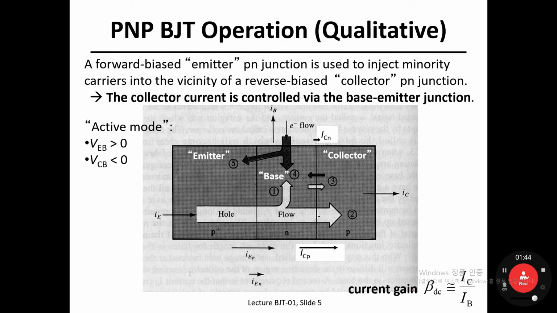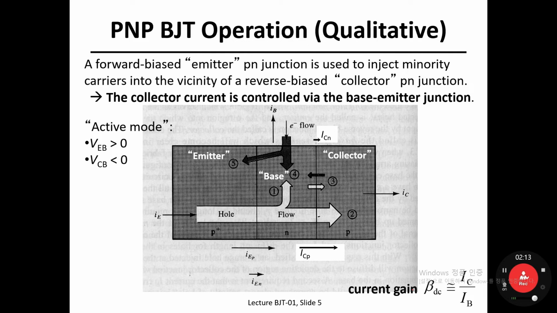Okay, so in summary, the working principle of BJT can be understood with a forward biased emitter junction and reverse biased collector junction. So this working operation can be denoted as active mode. Again, the BJT is working in active mode when the emitter junction is forward biased and the collector junction is reverse biased.